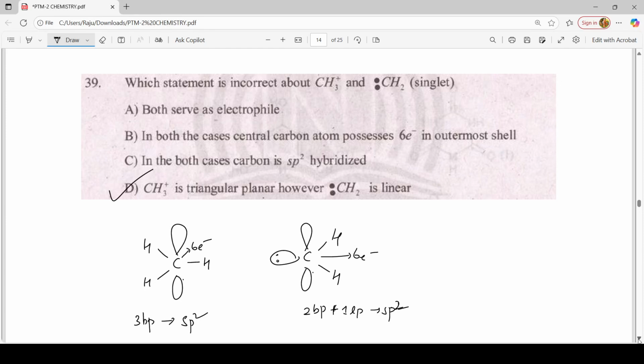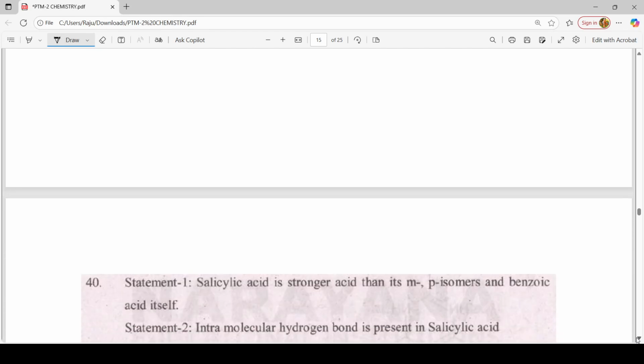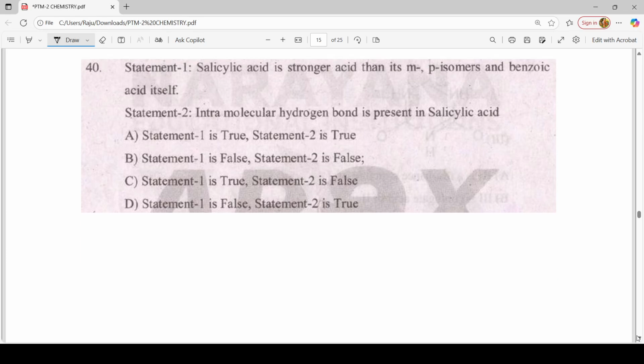Next question, 39th question, students. Next is the 40th question, I'm sorry. Salicylic acid is stronger than the meta and para isomers and benzoic acid. Which is the salicylic acid? Ortho-hydroxybenzoic acid is salicylic acid. So come to the case of this ortho-hydroxybenzoic acid: if the H plus ion is released, here students, actually there is an ortho effect.